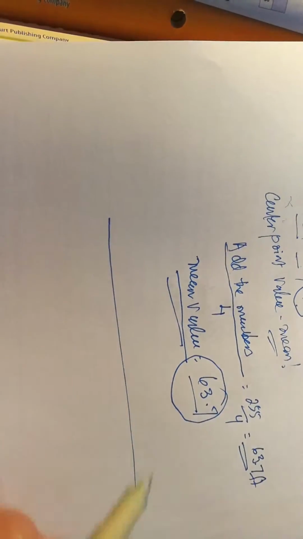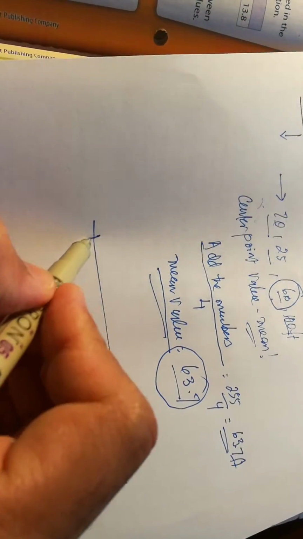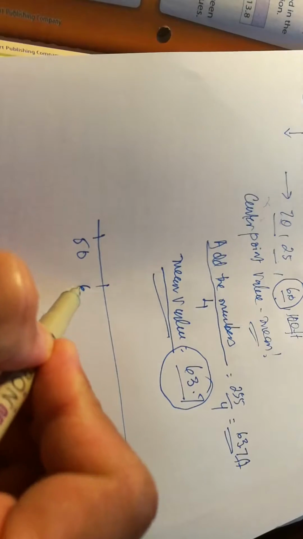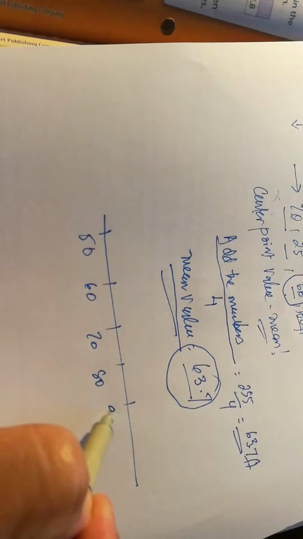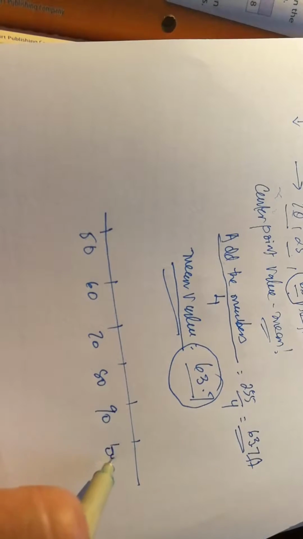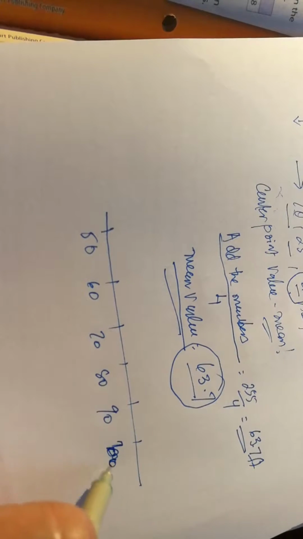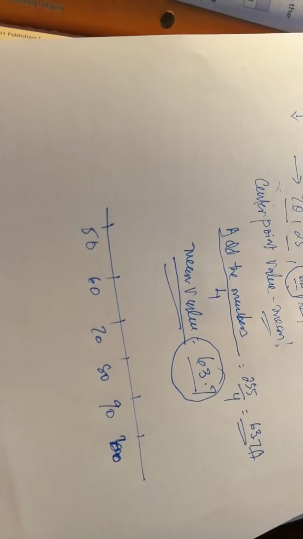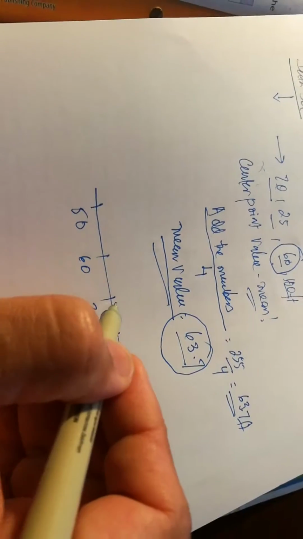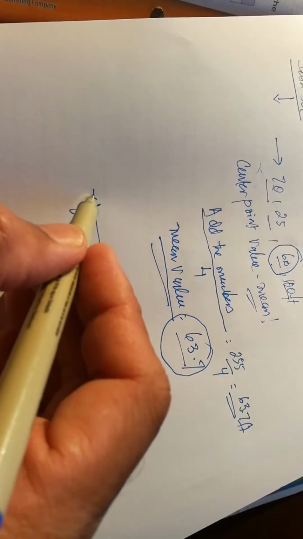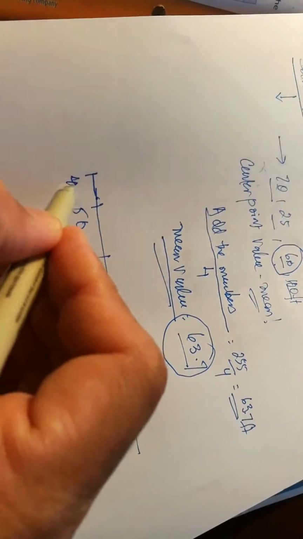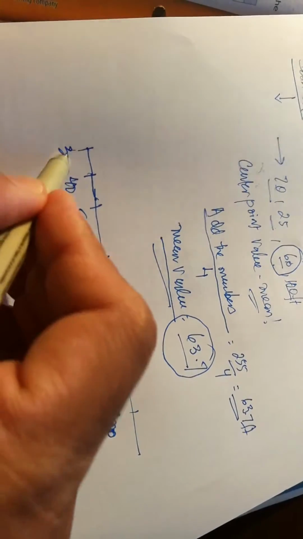Let us say you draw a data line, and you have 50, 60, 70, 80, 90, 100. And plot these numbers on this number line. 70 would be here at this point. So we have 70 there. 25 would be behind this. So let us say this is 40, 30, 20.